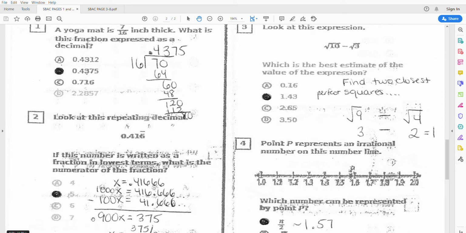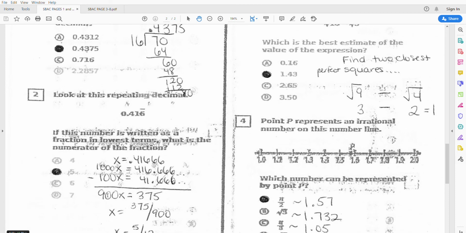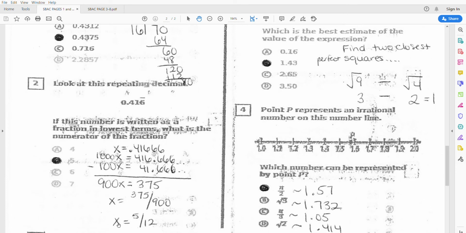So I'm also going to multiply by 100 on both sides, and then I get 100x equals 41.666 repeating. Now my 0.6 repeating is going to cancel, and I'm going to have 1000x minus 100x, which is 900x. 416 minus 41 is 375. x equals 375 divided by 900, and that simplifies: x equals 5 over 12. The question is asking what is the numerator of the fraction, which is 5.